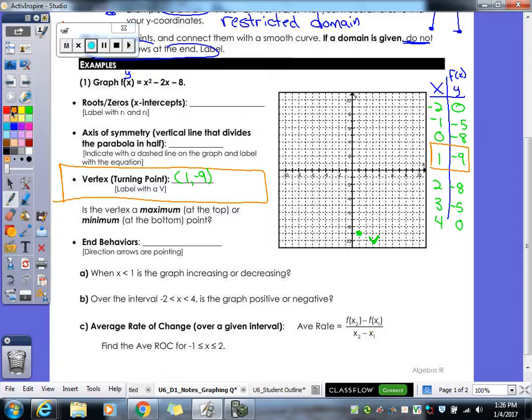Now, the next most important thing you need to know is that through that V, or vertex, we are going to put a dotted line that goes straight up through it. What's this called again? Who can tell me? Axis of symmetry. We're going to label it AOS. And the equation of this line, it goes through 1. This is x equals 1. And put it up here.